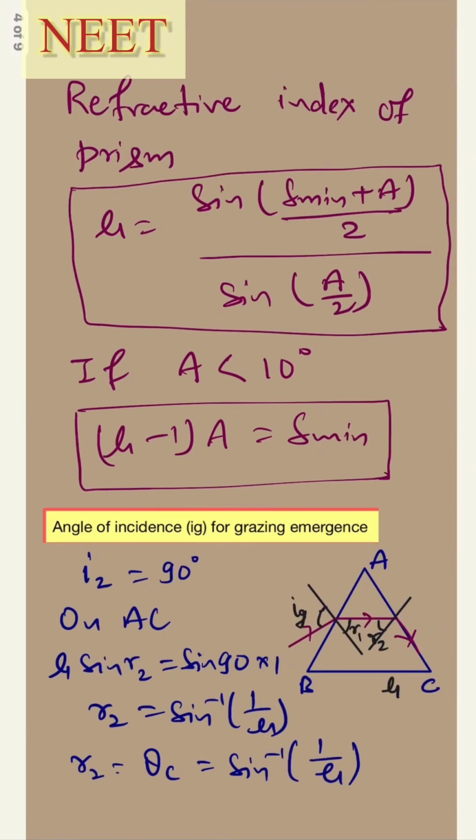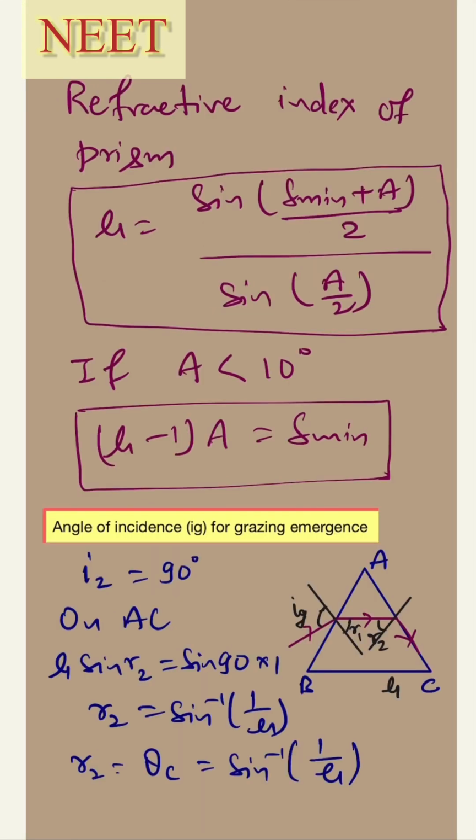Now, how can we find the refractive index of the medium? For that, we have a formula. Mu is equal to sine of (delta minimum plus A) by 2 divided by sine A by 2. Once again I am repeating, mu is equal to sine of (delta minimum plus A) by 2 divided by sine A by 2.